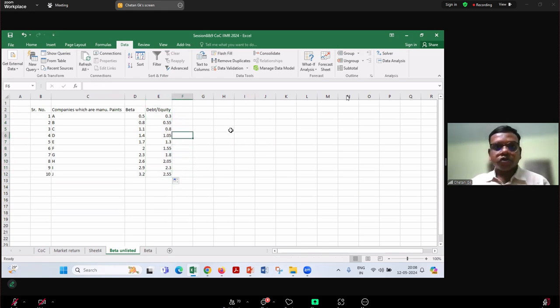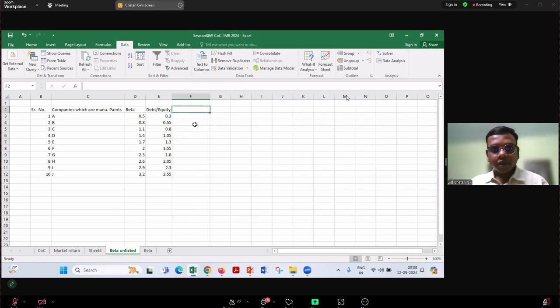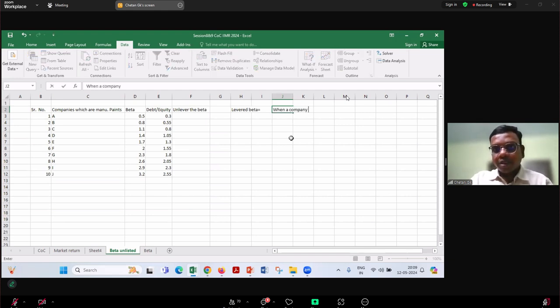After taking this, what you should do is, you have to unlever it. Okay, so you should unlever the beta. What is levered beta and unlevered beta, I'll tell you in a moment. What is a levered beta? Levered beta means, first of all, you have to understand what is a levered company. When the company has got some debt in its capital structure, then it becomes a levered company.